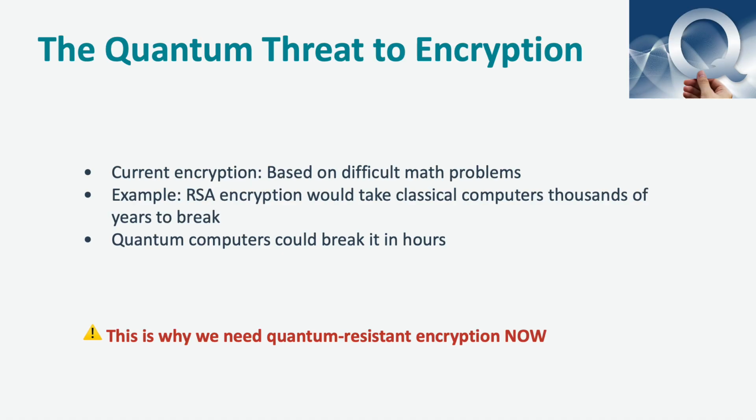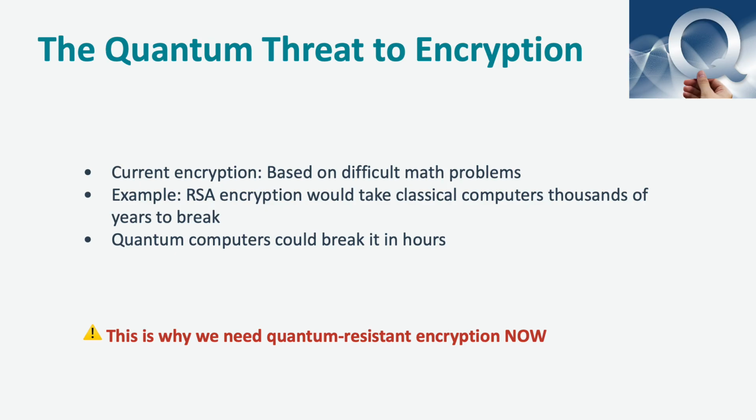Most of our online security today relies on encryption methods like RSA, which is based on the mathematical difficulty of factoring large numbers. If I give you the number 15, you can easily tell me that it is 3 multiplied by 5. But if I give you a 300 digit number that is a product of two 150 digit prime numbers, even the fastest supercomputer would take thousands of years to factor it. This mathematical difficulty is what keeps our online banking, private messages, and sensitive data secure.